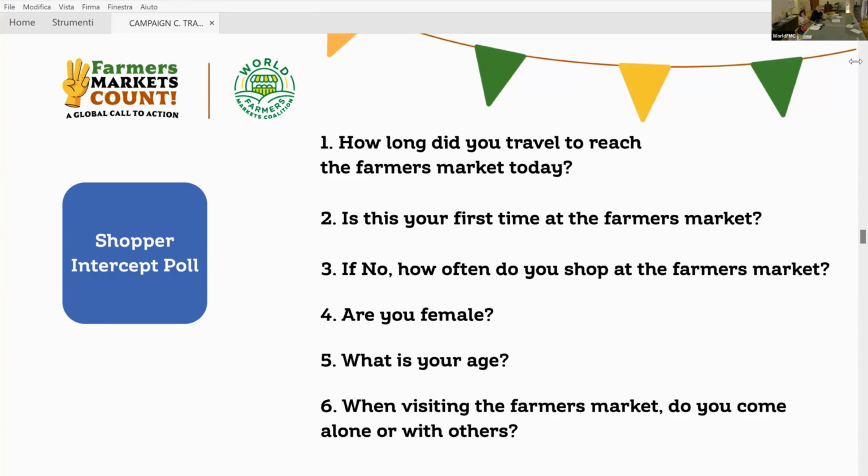And then the 6th question is, when visiting the farmer's market, do you come alone or with others? What we're trying to find out here is that what we know is true with grocery store shopping, people shop by themselves. It's a miserable thing that people do in order to get food. When they come to the farmer's market, there's a social component, which we think is part of what we're selling, is the ability to spend time with others. So if they bring their family, their parents, or friends, this is what question 6 is getting at.